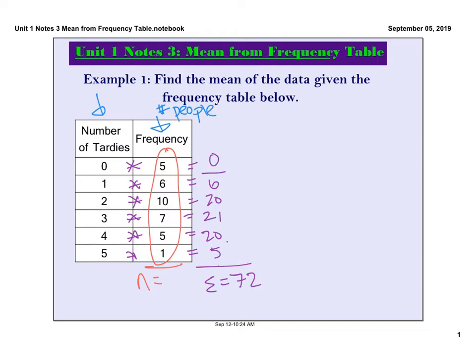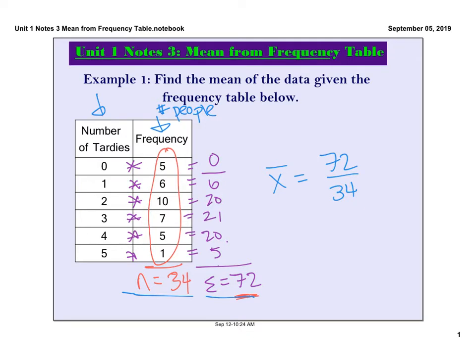So 5 plus 6 plus 10 plus 7 plus 5 plus 1, and I end up with a total of 34 people. So there were 34 people in that class, and those 34 people earned a total of 72 tardies. Once you get the sum of the data and the n, the mean is super easy. The mean comes from 72 divided by 34.